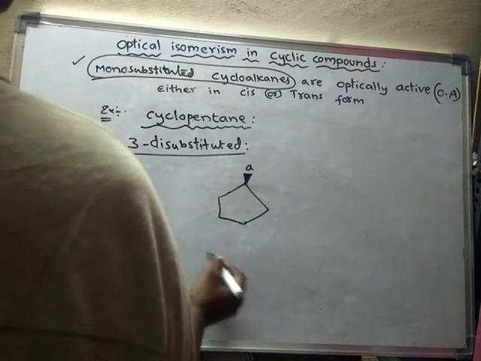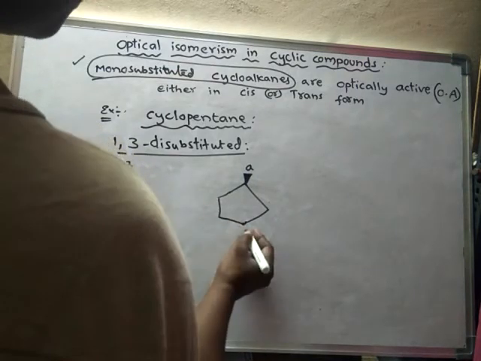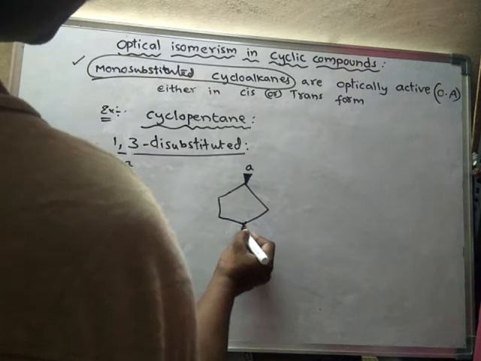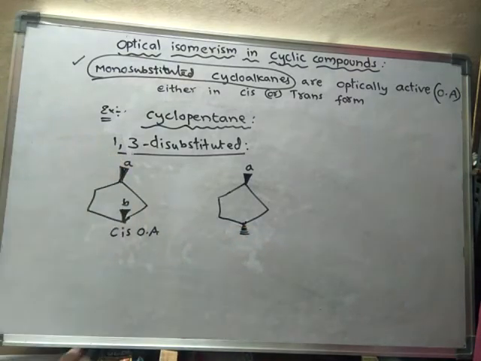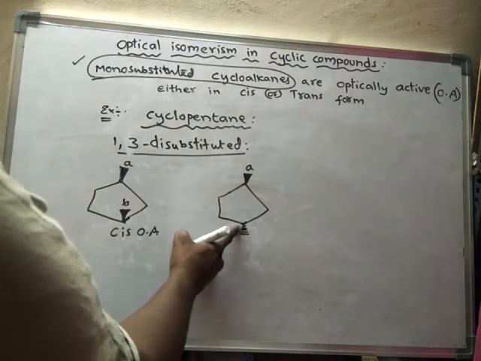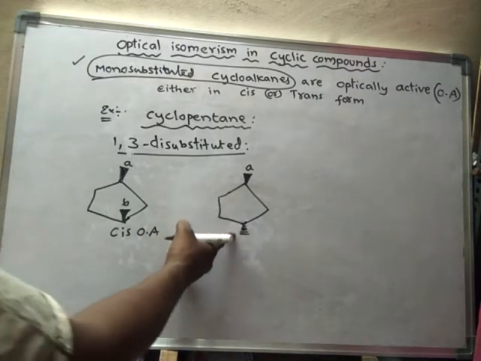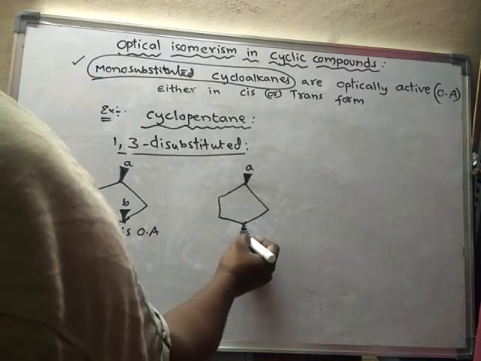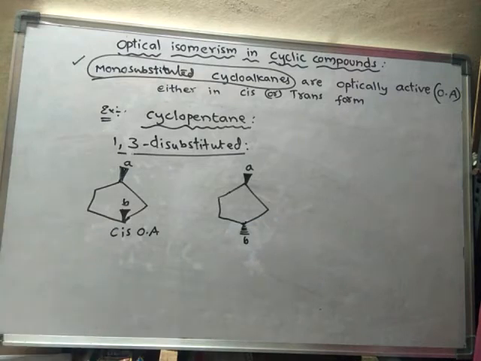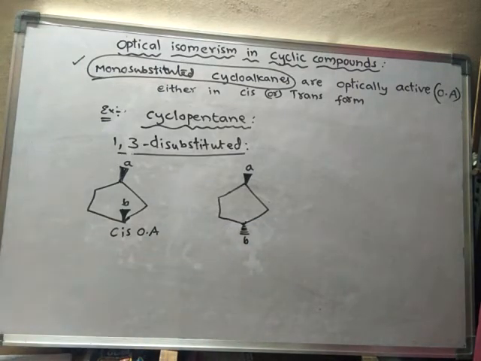In the trans form, here A is above the plane and B is below the plane. Remember, while writing the atoms or groups below the plane, we have to use a dashed wedge, not a solid wedge. This is called a solid wedge and this is called a dashed wedge. So below the plane means we have to use a dashed wedge and above the plane means we have to use a solid wedge.